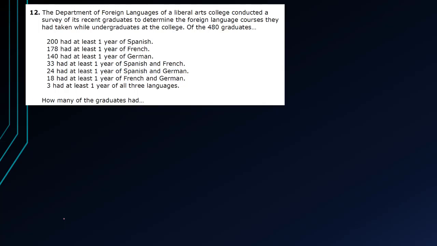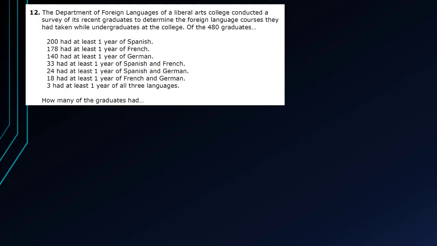For this example, the Department of Foreign Languages of a liberal arts college conducted a survey of its recent graduates to determine the foreign language courses they had taken while undergraduates at the college. Of the 480 graduates, here's the information. The thing to keep in mind is they all have this term, at least 1 year of Spanish. So if there's anybody that doesn't fall in this group by that 480, they didn't have any of these 3 languages at all. I have to keep track of the fact that that might be the case.